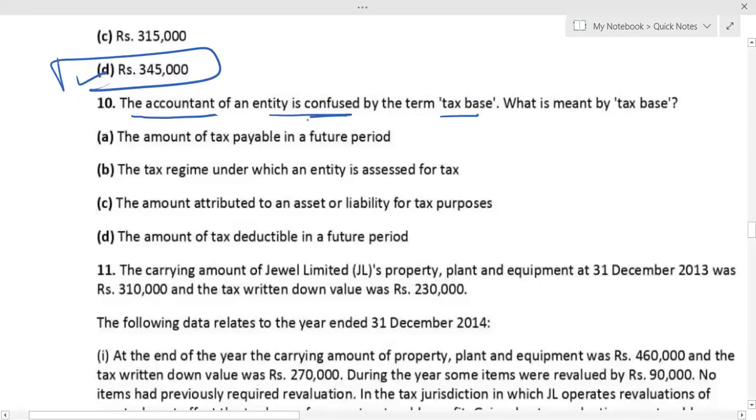The accountant of an entity is confused by the term tax base. What is meant by the tax base? The amount of tax payable in a future period, no. The tax regime under which an entity, no. The amount attributed to an asset or liability for tax purposes. So C is the answer.